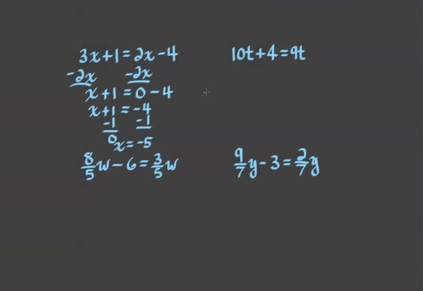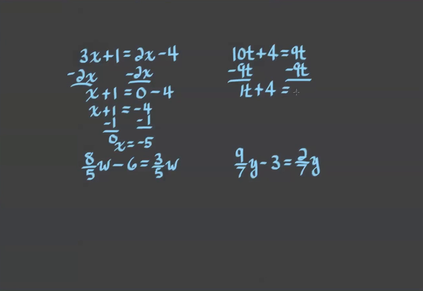This next one is just like our last one, only with a different variable. Just like before, we need to bring all of our t's together by bringing them to one side of the equation. Finish up by moving our constant to the other side. Let's start by moving our 9t by subtracting 9t from both sides. If you take away 9t from 10t, that leaves you with 1t plus 4. Negative 9t and positive 9t is 0.